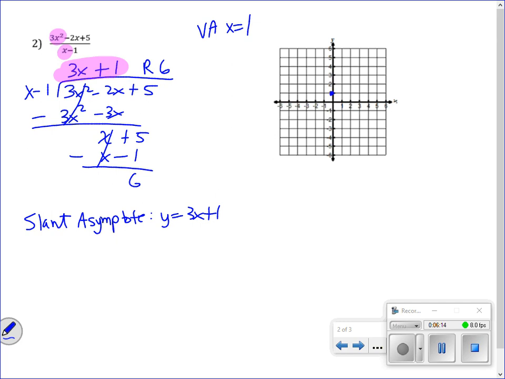So I'm going to start at 1, go up 3 over 1. Let me see, go down 3, back 1. So this dotted line right here is my asymptote. I also have an asymptote at x equals 1, right here.